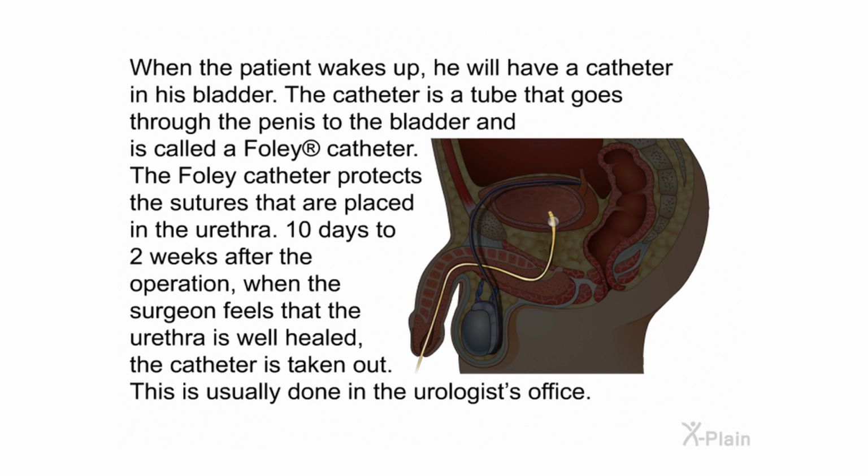When the patient wakes up, he will have a catheter in his bladder. The catheter is a tube that goes through the penis to the bladder and is called a Foley catheter. The Foley catheter protects the sutures that are placed in the urethra. 10 days to 2 weeks after the operation, when the surgeon feels that the urethra is well healed, the catheter is taken out. This is usually done in the urologist's office.